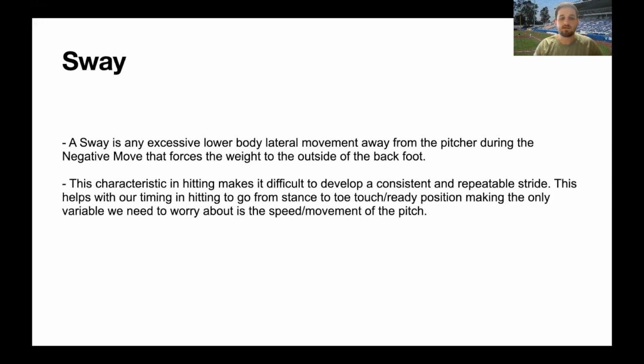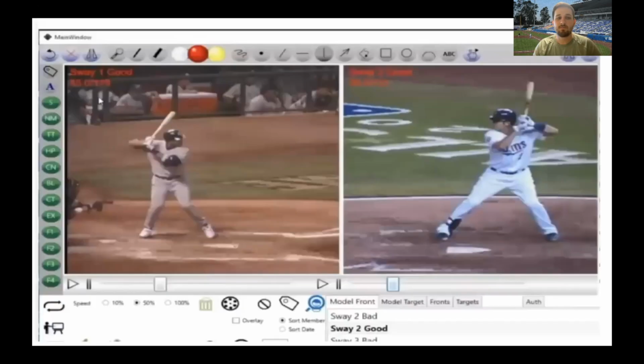Sway is any excessive lower body lateral movement away from the pitcher during the negative move that forces the weight to the outside of the back foot. This characteristic in hitting makes it difficult to develop a consistent and repeatable stride. A consistent stride helps with our timing in hitting, going from stance to toe touch ready position, making the only variable we need to worry about the speed or movement of the pitch.